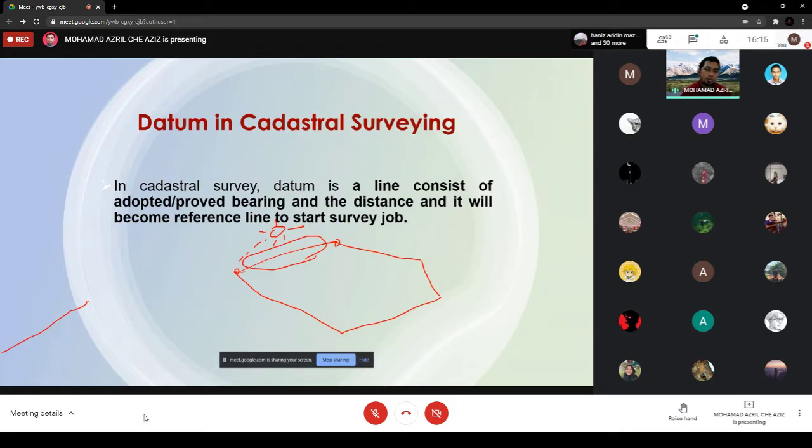Other than that, you can use 3 boundary marks. You check the angle, and these 3 boundary marks are in position. From these 3 boundary marks, you create another line for your traversing. So the other lines here will refer to your datum here. Datum using 3 boundary marks.